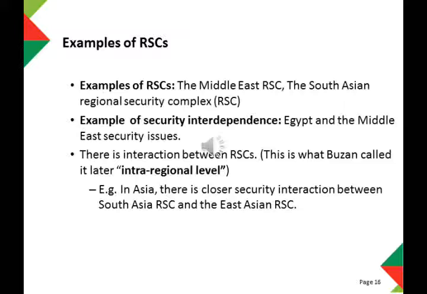But you know what? We can have some sort of interaction between regional security complexes. This is what Buzan and Weber later called inter-regional complex. For example, in Asia, there is closer security interaction between the South Asia regional security complex and the East Asian regional security complex, to such a state that Buzan was about to say the two regional security complexes may get merged into one in the future.